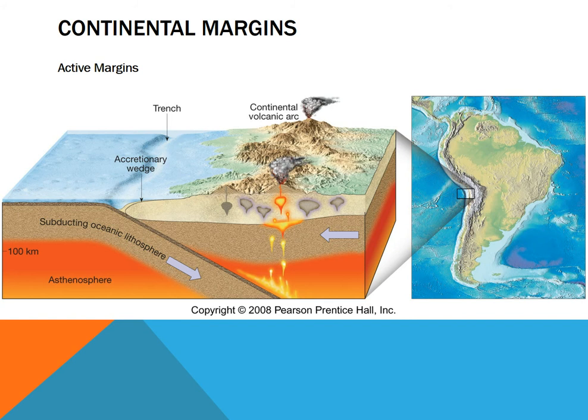So if we look a little bit closer at those, I just want to make sure we see some of these features. This is an active margin, and this is the west coast of South America in this case. But you have your subducting lithosphere that's releasing carbon dioxide and water that makes the mantle melt. Mantle material rises and makes big volcanoes along the continent. And you can see your accretionary wedge forming right here, and also this trench.